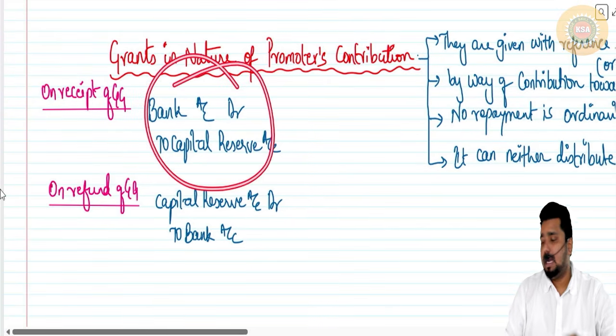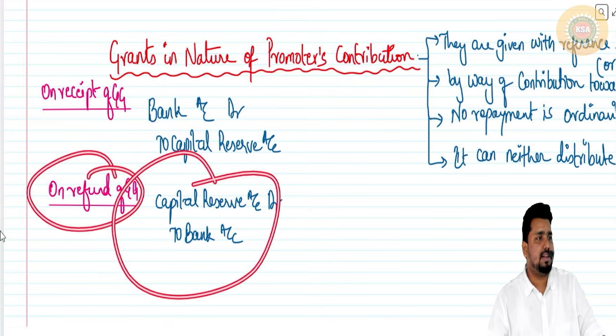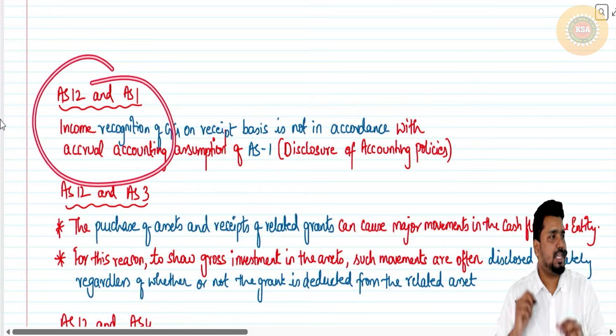Therefore, what is the entry? Bank account debit to capital reserve. Refund means capital reserve to bank account. Clear or not clear? See, now certain standards I will interlink. AS12 and AS1.